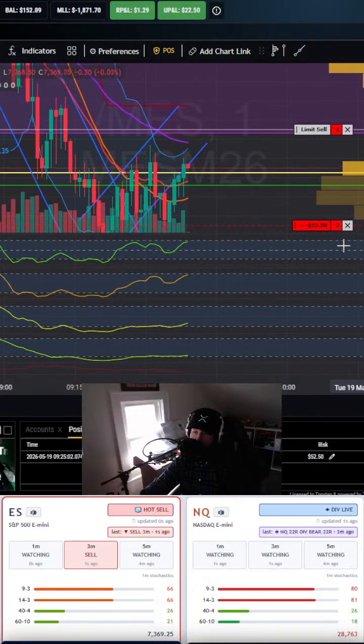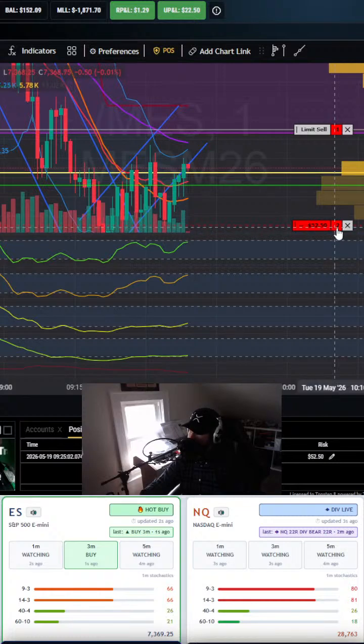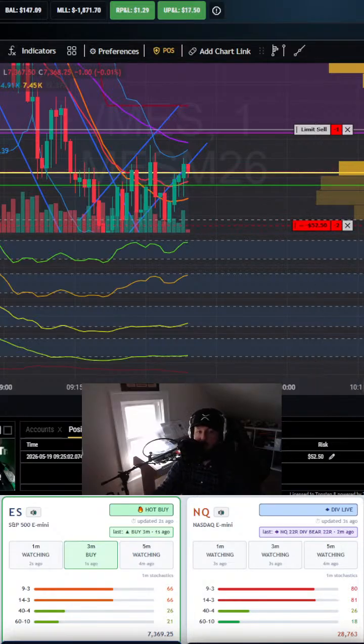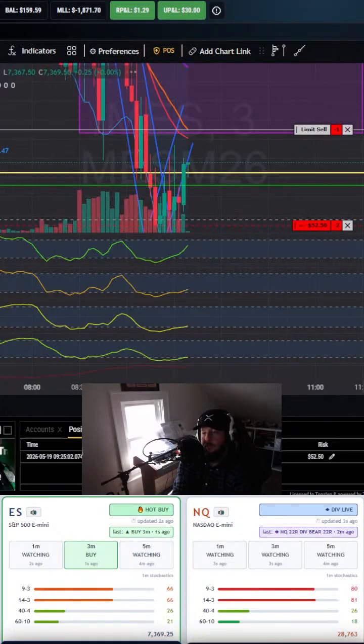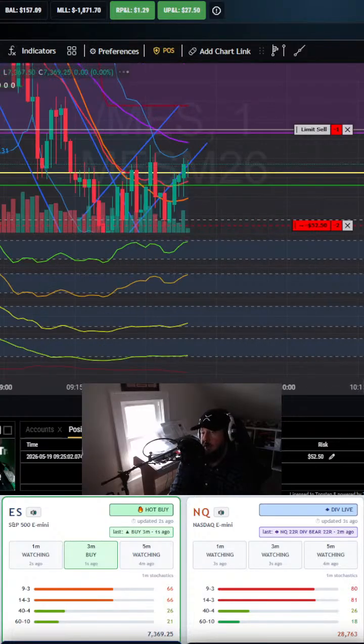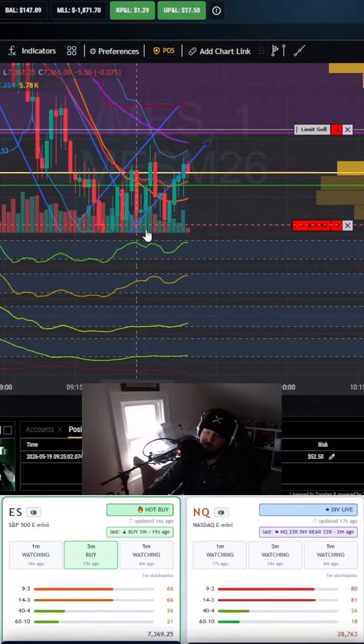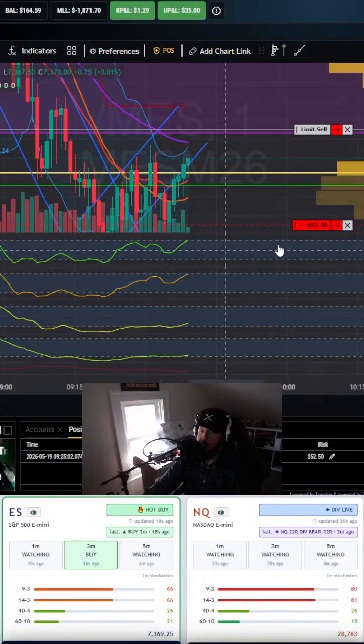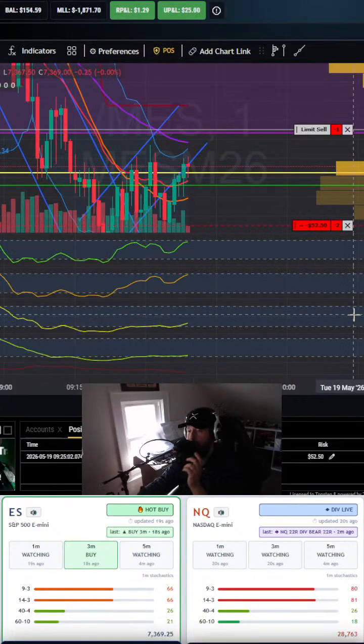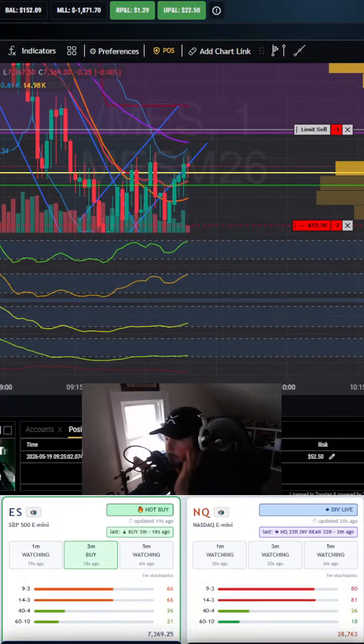ES 3-minute quad rotation sell signal. ES 3-minute quad rotation buy signal. Well, that's a little confusing. What's on the 3-minute? Yeah, it should be a buy signal. On the 1-minute, we're getting close to a divergence here. We're going to be overbought.